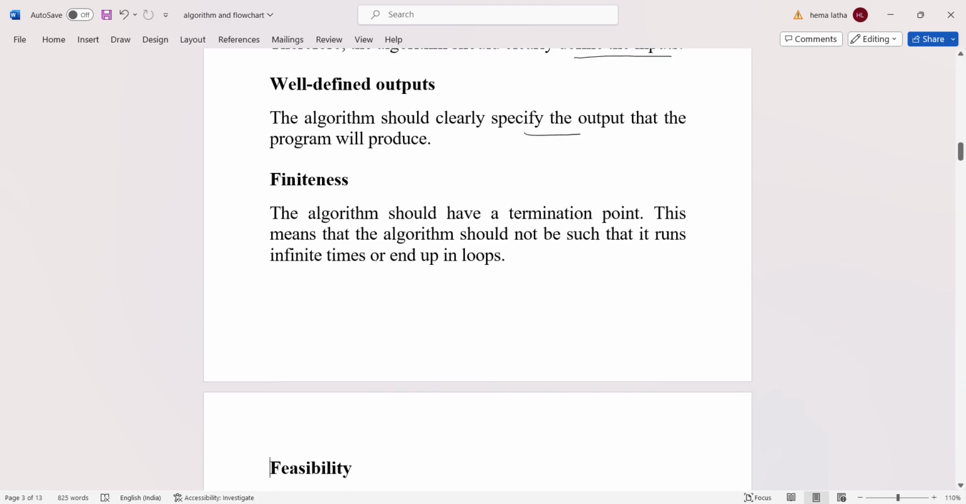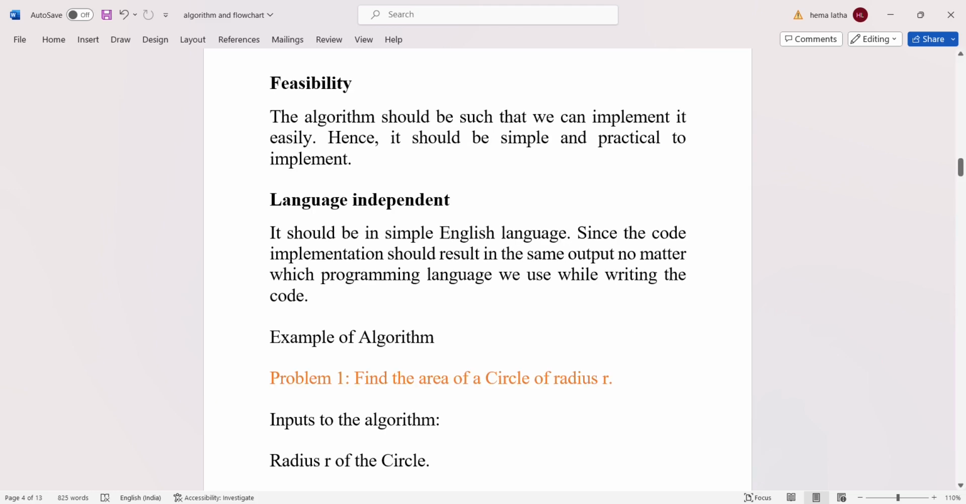And the next, finiteness. What is the meaning of finiteness? Once the algorithm is over, it has to terminate at the exact point. That is called finiteness. It should not continue in a loop; it has to complete at a certain point. Then feasibility, that means it should be simple and practical to implement. It should not be complicated. And language independent: it should be written in simple English, so that we can write the code without any confusion.